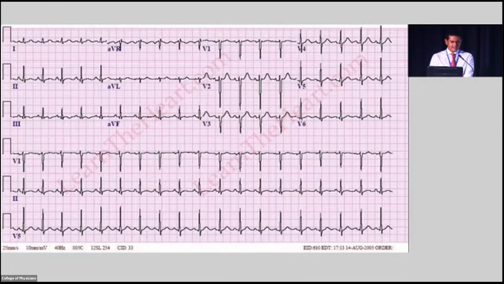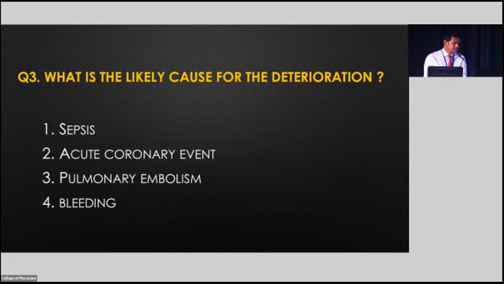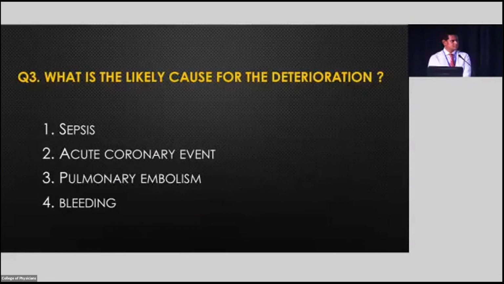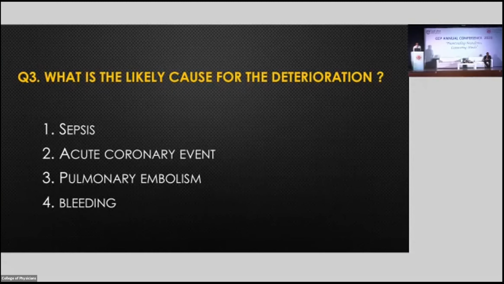And what is the likely cause for the deterioration? Is it sepsis again, or is it an acute coronary event? Is it pulmonary embolism, or is it bleeding? Again, there's polling, so you can answer the question. This is the ECG if you want to see it again. Right, can I know the answers? 90% pulmonary embolism, 9% sepsis and 4% bleeding.